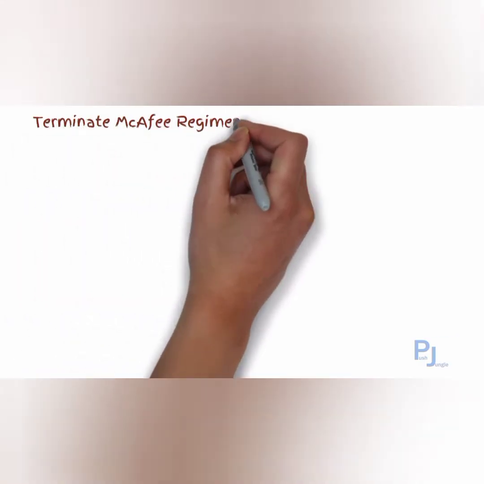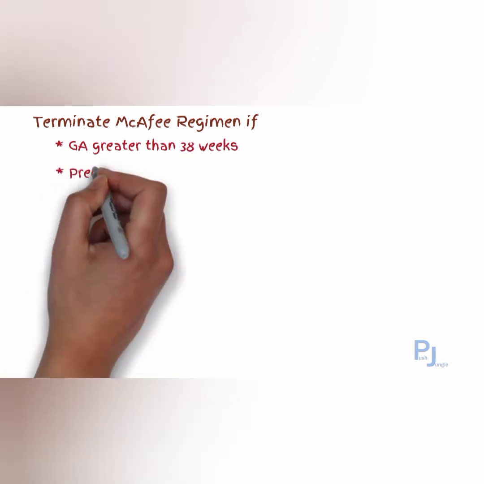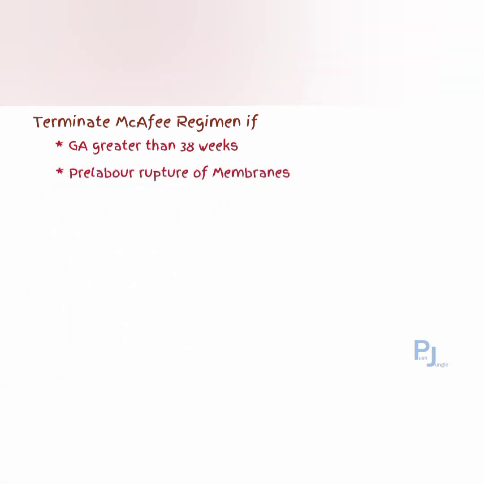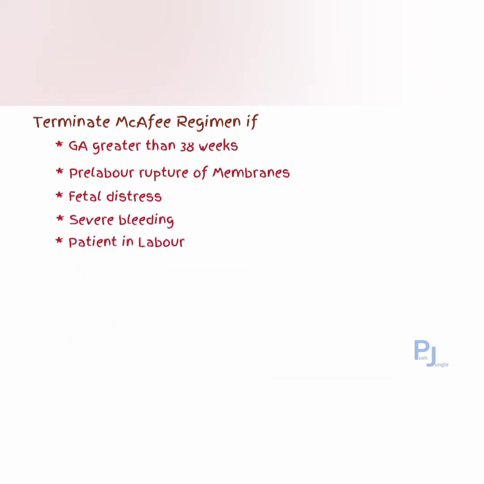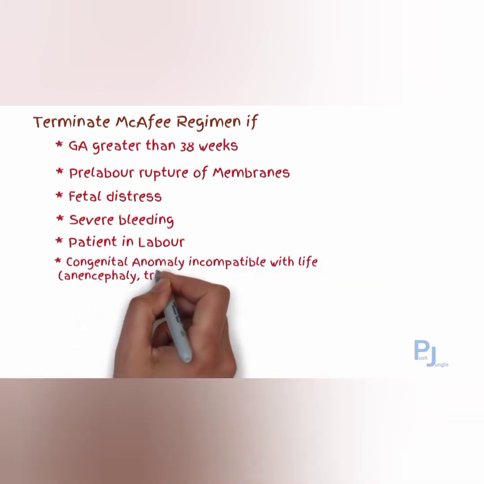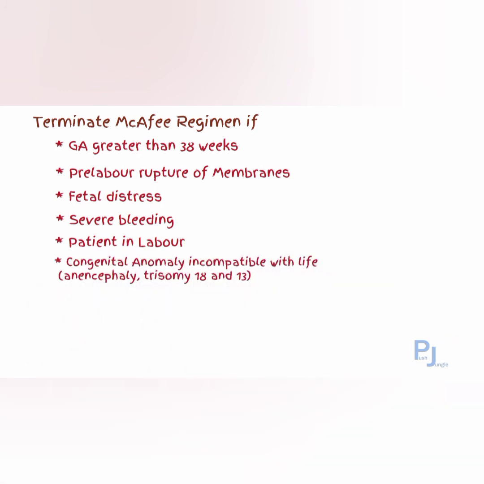When to terminate McAfee regimen? McAfee regimen is terminated at gestational age greater than 38 weeks, in situations of prelabor rupture of membranes, when the fetus is in distress, in situations of severe maternal bleeding, when the patient is in labor, in cases of congenital anomaly incompatible with life, for example anencephaly, trisomy 13 and trisomy 18, and in cases of intrauterine fetal death.